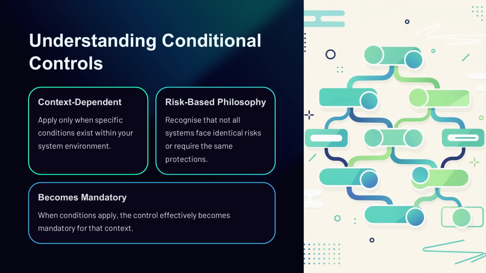Conditional controls work differently. A conditional control applies only when certain conditions exist. The ISM uses conditional controls to recognize that not all systems face the same risks and not all environments require the same protections. This is a practical reflection of the risk-based philosophy you learned earlier. When a conditional control applies to your system, it effectively becomes mandatory for that context. When the condition does not apply, the control does not need to be implemented. The challenge for you is not implementing the control blindly, but determining honestly and defensively whether the condition applies.